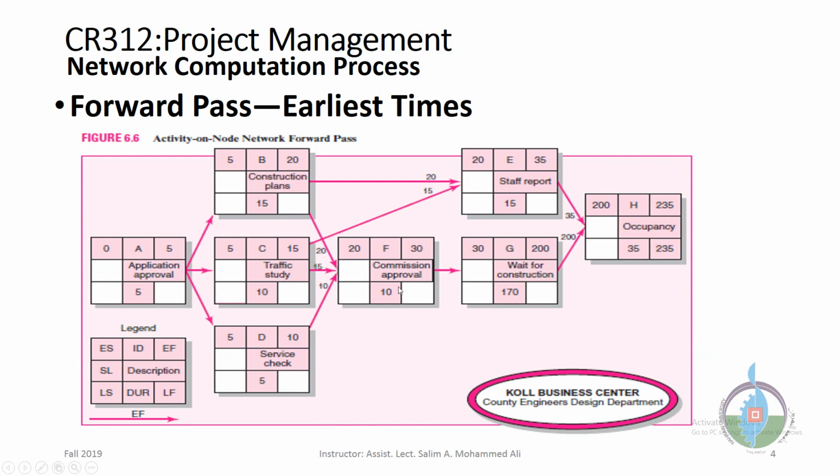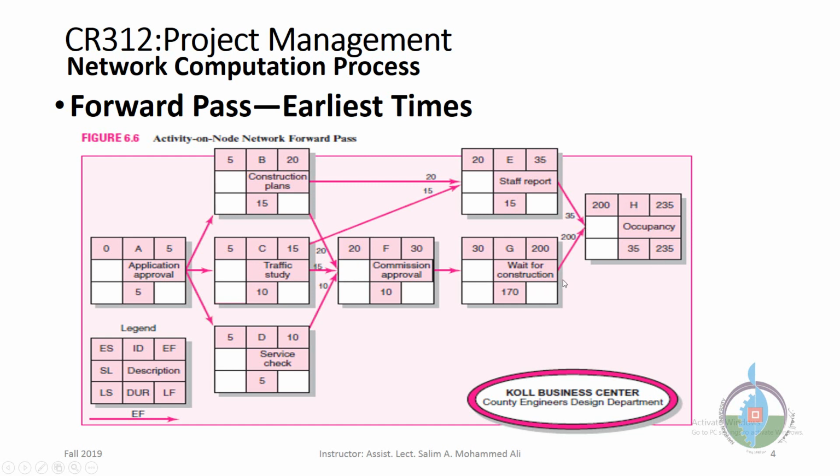Let's take the example for the forward pass. This is a project that has how many activities? 1, 2, 3, 4, 5, 6, 7, 8. 8 activities. How many merge activities do we have? We have one merge activity here, letter E, because there are two arrows flowing to it. We have F as a merge activity; it has three arrows flowing to it. We also have H as a merge activity, with two arrows flowing to it.